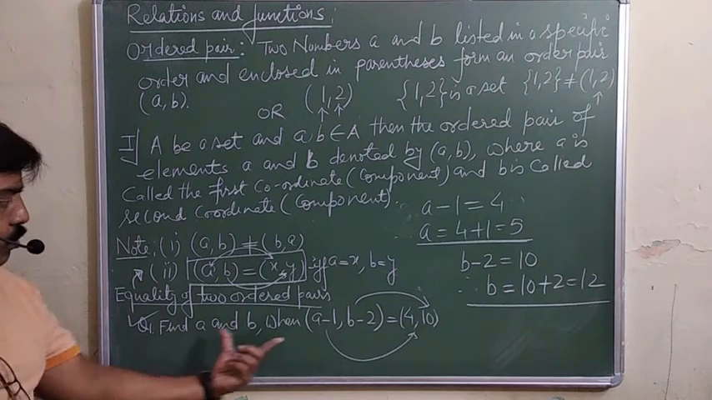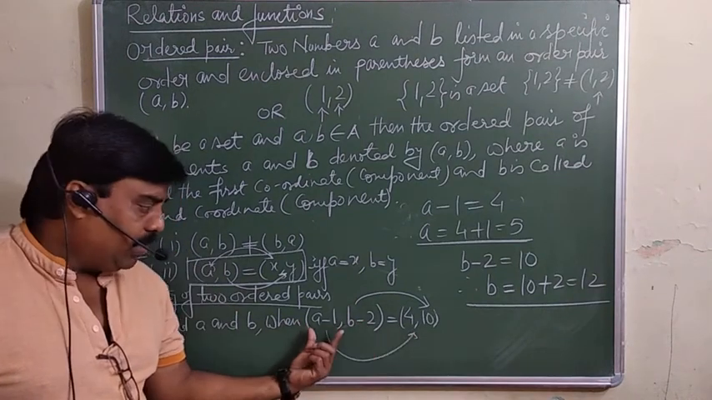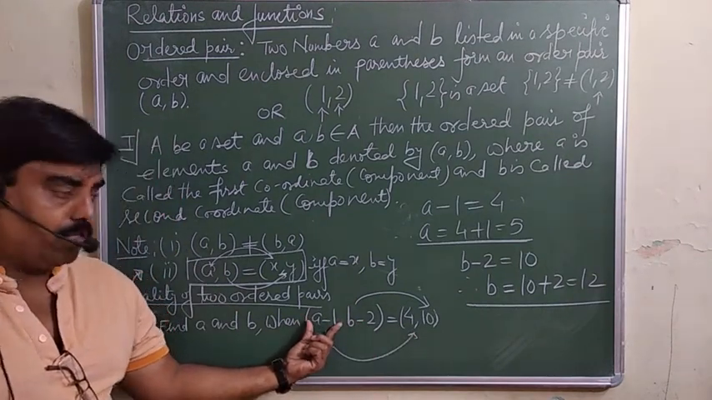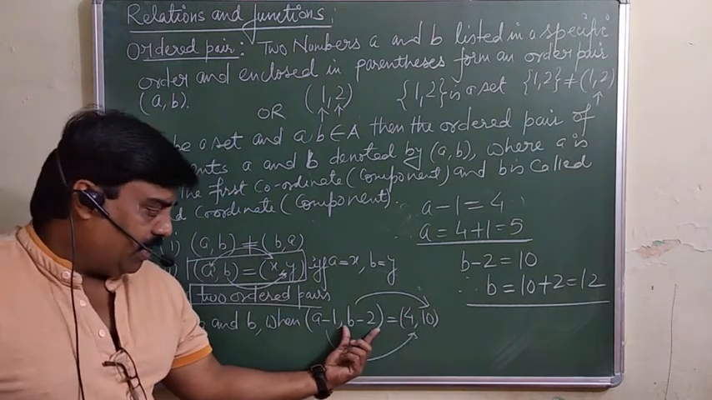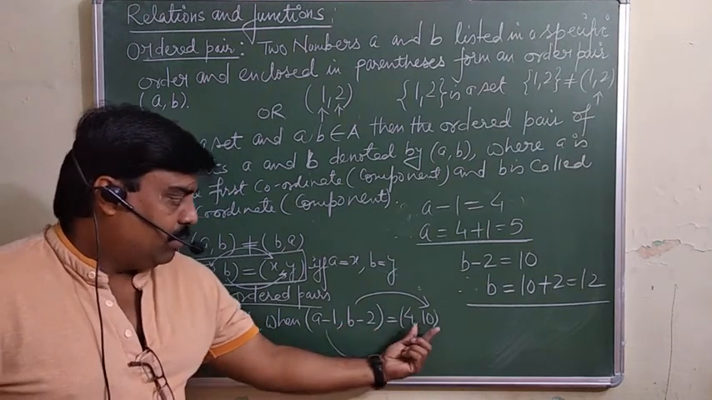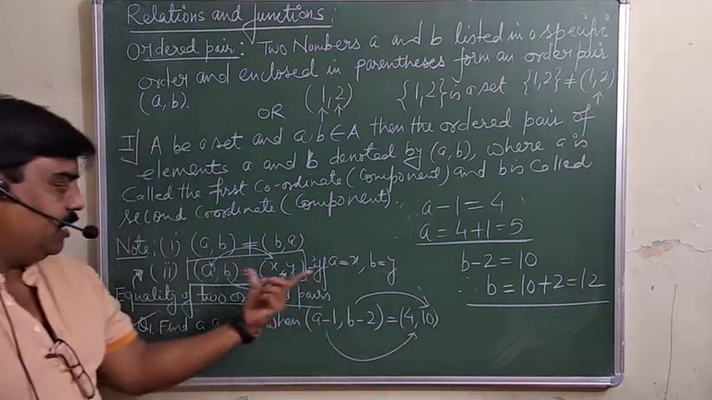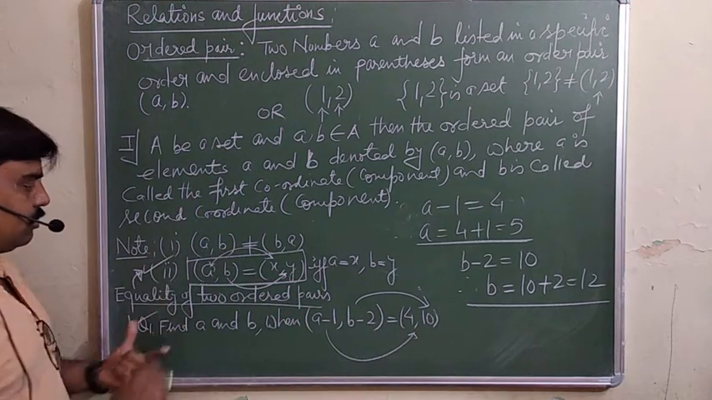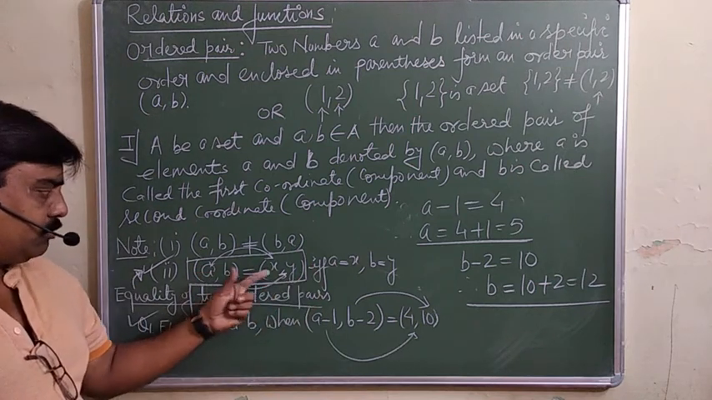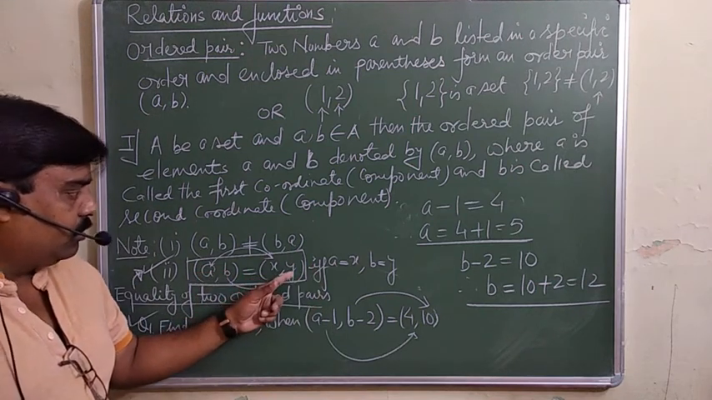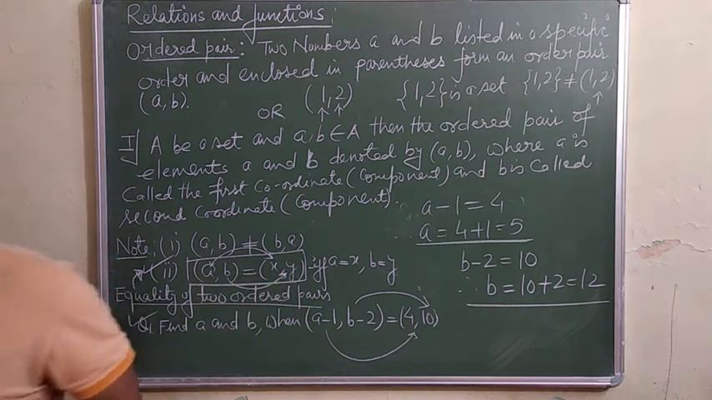So if two ordered pairs are equal, it means the first component of the first ordered pair is equal to the first component of the second ordered pair, and the second component of the first ordered pair is equal to the second component of the second. Then only you can say they are equal. This is the concept. Two ordered pairs are equal if and only if first is equal to first and second is equal to second. Have a look.